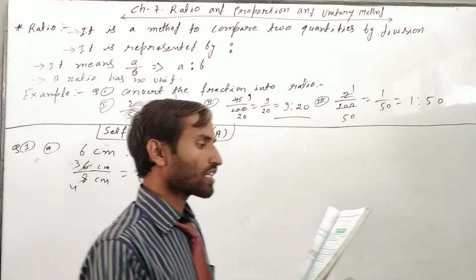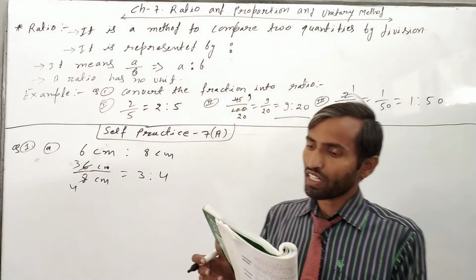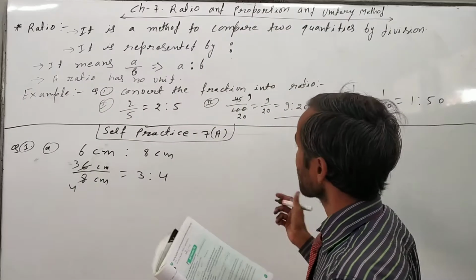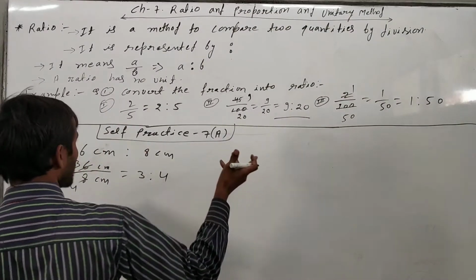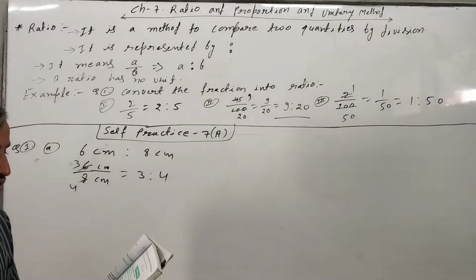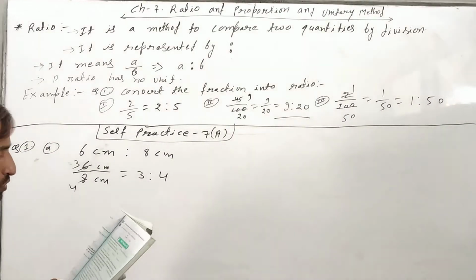Now the second part, an area of 20 cm to an area of 45 cm. You can do it like this only, so I will leave question B for you. Now we have to do part C.